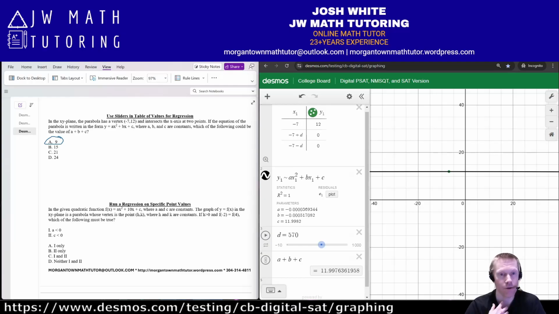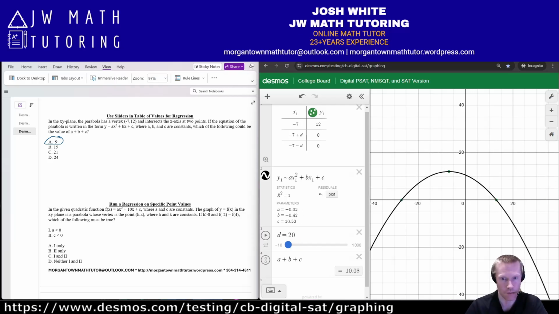So this is how you could use sliders, in this specific case with quadratic regression, to solve a problem, because you're only given one point, but you're also told that there are two x-intercepts. Again, we don't know the specific values of them, but we do know that they will be symmetric on either side of -7. Then we just use the slider to find the different values, and that basically tells us that 9 is the correct answer because we can pass through 9, but not any of the others.